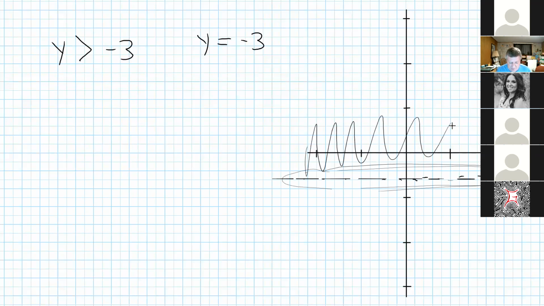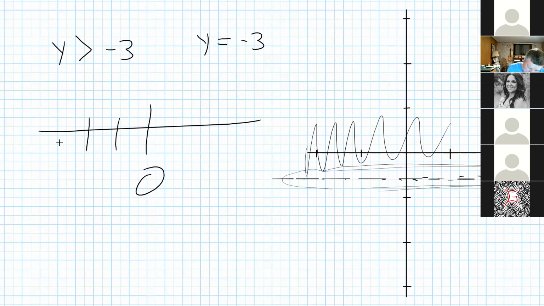Are you thinking -4 would be greater? Not really sure. Okay, let's take a time out and think about a number line. -1, -2, -3, -4, 1, 2, 3, etc. Okay, so -3 is here. Is -4 bigger or smaller than -3?